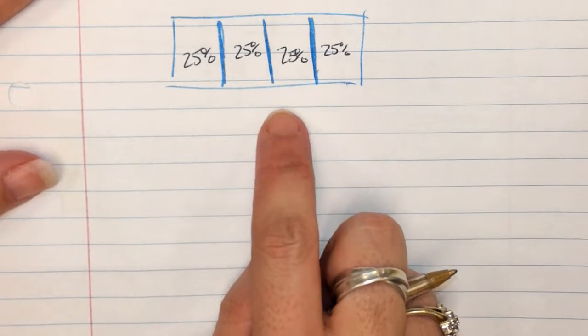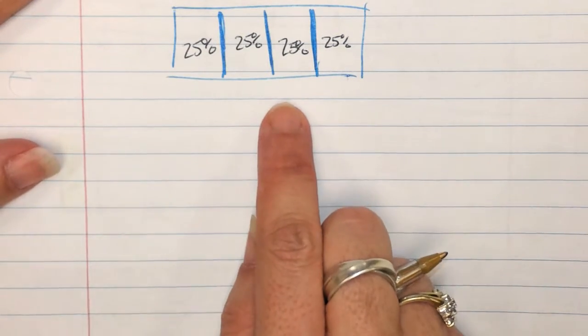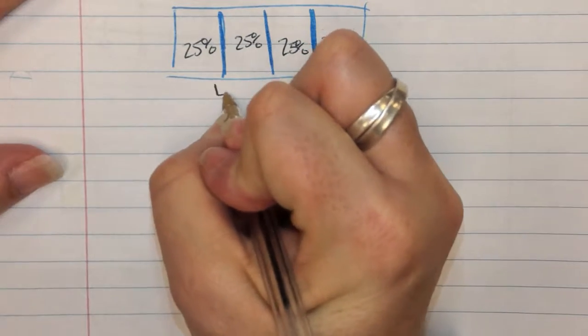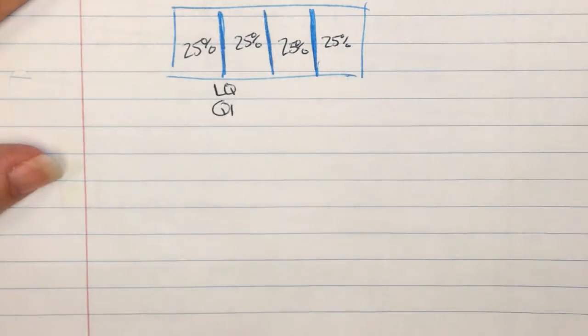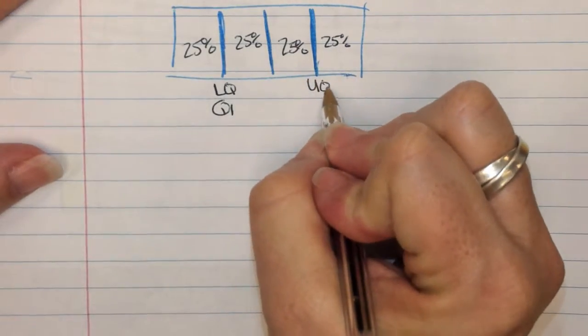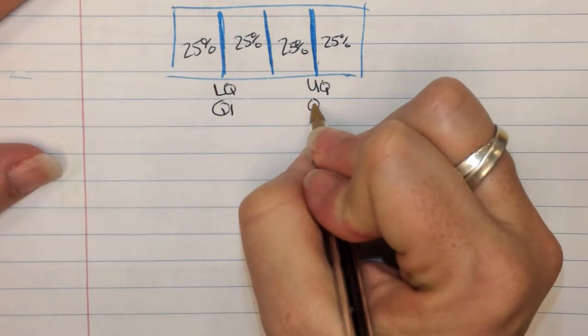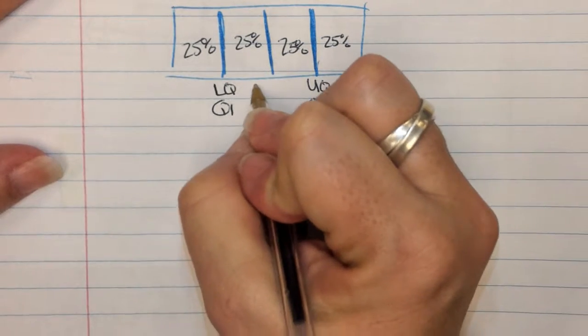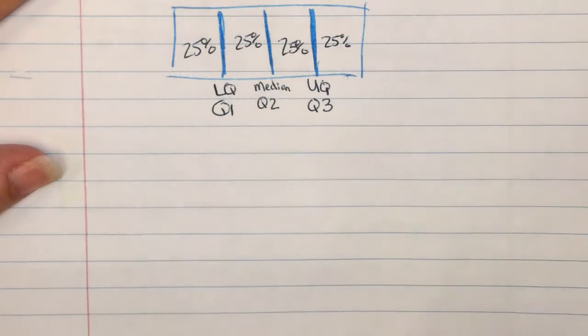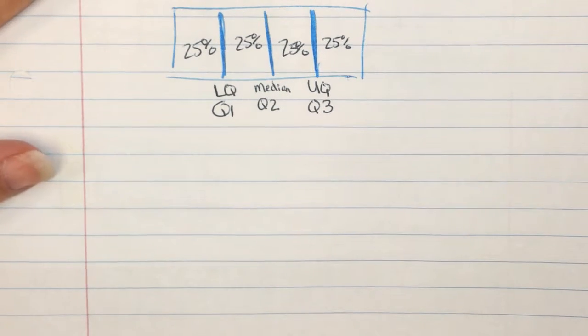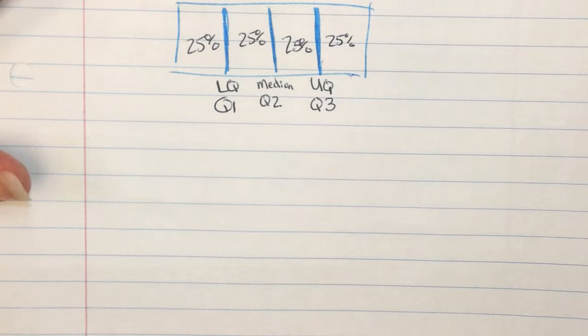Okay? My thing is, I need y'all to know that if I say the word LQ, it's the same as saying quarter 1. If I say UQ, it's the same as quarter 3. And if we say median, it is the same as quarter 2. Okay? All it is just different ways different mathematicians have labeled the same stuff. I wish it wasn't that way, but someone has to make it that way.